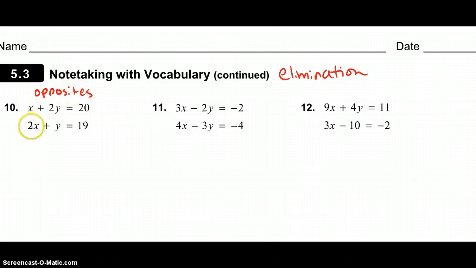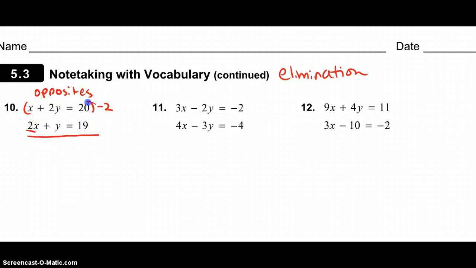So for example, look at the x's. You see how there's a 2 here. What's the opposite of 2? Negative 2. So I really want there to be a negative 2 right here in front of my other x. Well, how can I just do that to an equation? Just magically make negative 2 up here. I can do that by multiplying the entire equation by negative 2.